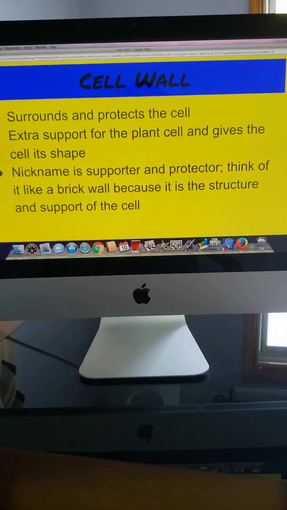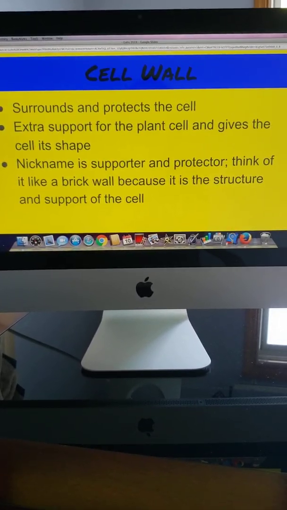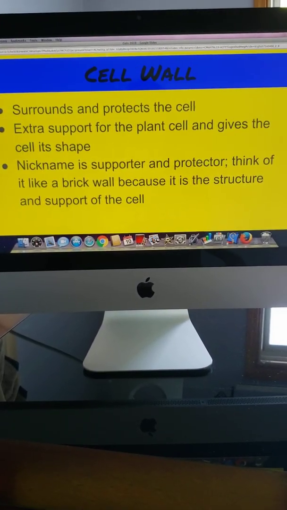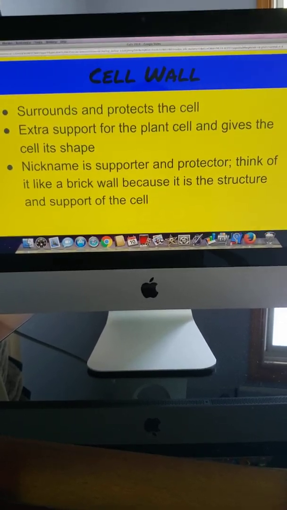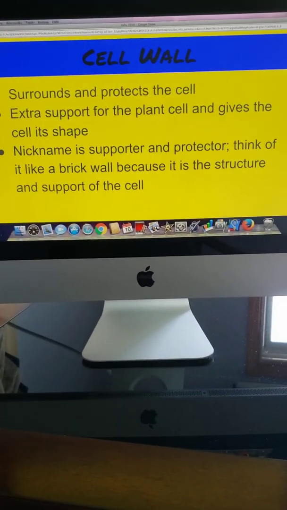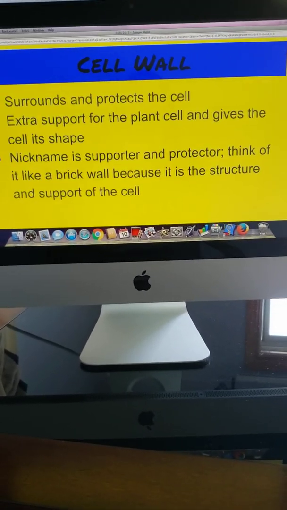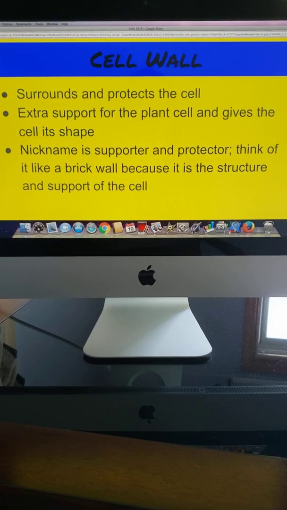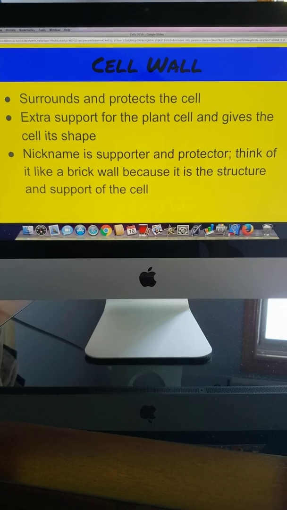The cell wall is only found in plant cells. This provides extra protection. So we can think of it like a brick wall. So you've got the fence and then you've got a brick wall too. So it's extra protection for the plant cell. And it's also what helps give the cell its shape. When you were looking at diagrams yesterday, you probably noticed the difference in shape between the plant and animal cell. And it's the cell wall that helps give it that defined shape.